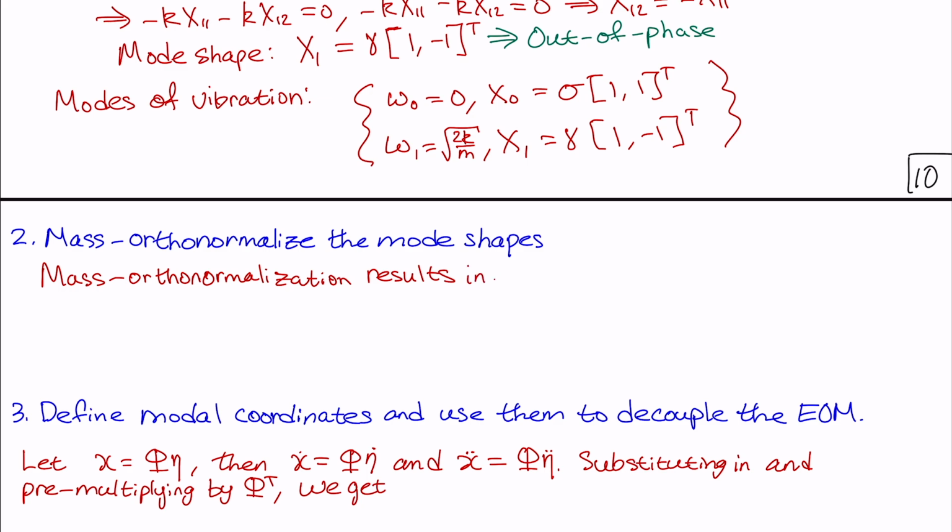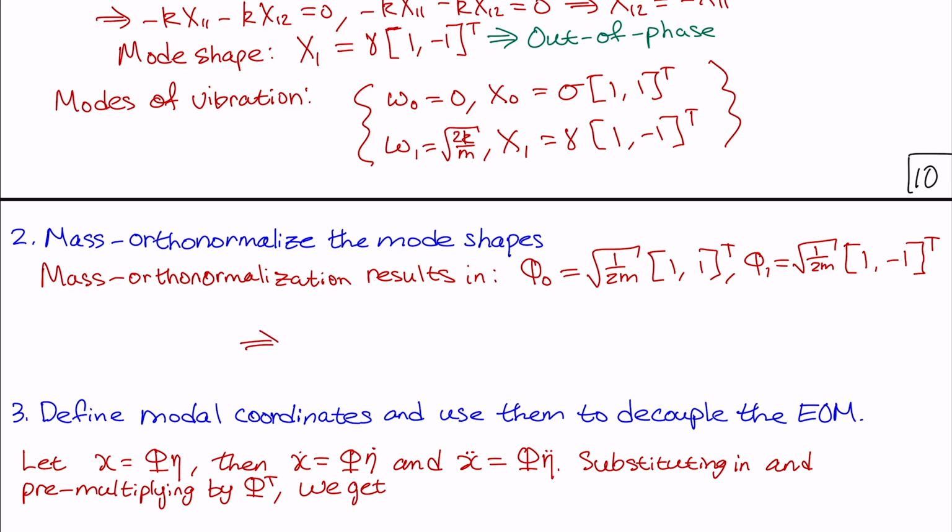So it results in our first mode shape, phi0, equal to the square root of 1 over 2m times 1, 1 transpose. Phi1 here will then be equal to the square root of 1 over 2m times 1, minus 1 transpose, such that our modal matrix, or capital phi, is equal to the square root of 1 over 2m times the matrix 1, 1, 1, minus 1. And that is our modal matrix.